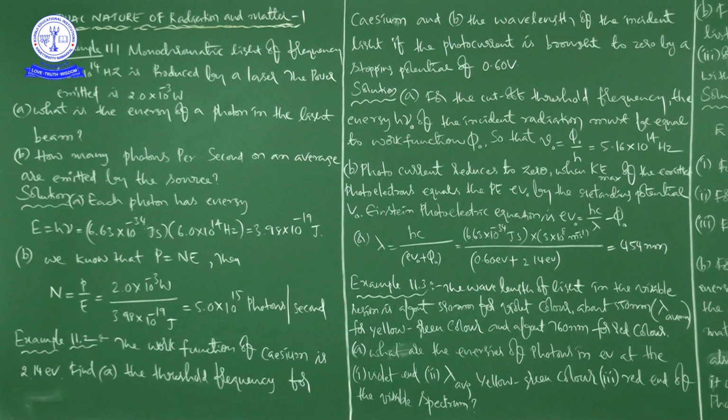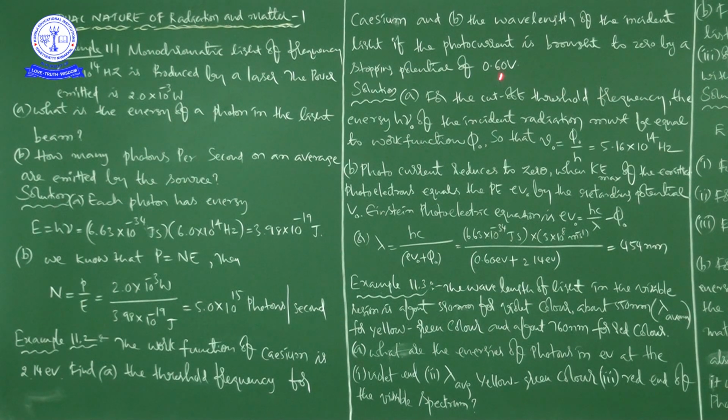See here, the work function of cesium is 2.14 electron volt. Find A, the threshold frequency for cesium, and B, the wavelength of the incident light if the photocurrent is brought to zero by a stopping potential of 0.6, recording the value 0.6 volt.